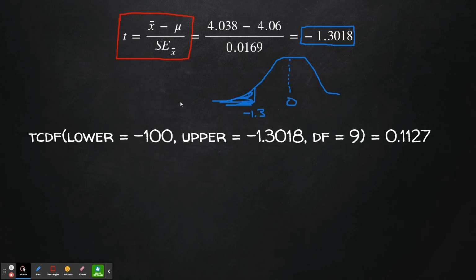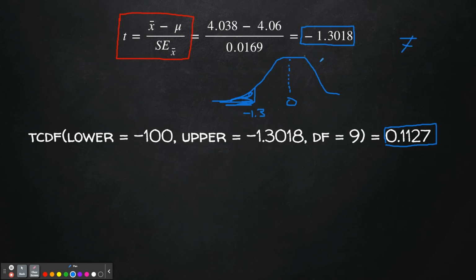Our lower boundary is something really small, like negative 100. Our upper boundary is that t-test statistic, negative 1.3018. And she sampled 10 gas stations, so the degrees of freedom is 9. This results in an area there of 0.1127.